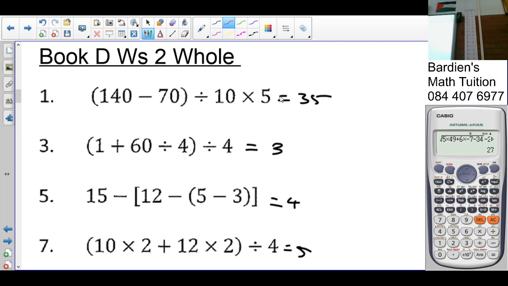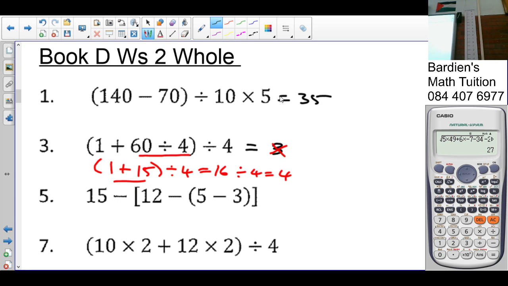So number 3, you have to do that first. So it's 1 plus 60 divided by 4 is 15. Divided by 4. That's going to give you 16 divided by 4, which is 4. So who gave an answer of 3? Oh, I see. So let's go to number 5. Is number 5 4? Okay, number 5 is what? 5. And number 7 is? 11. Any problems with number 5? No. Number 7? No. Okay. So let's carry on.